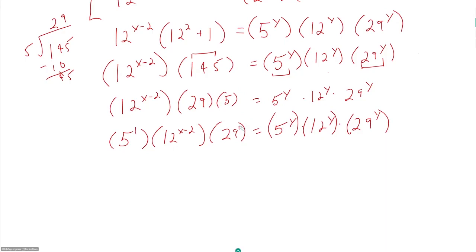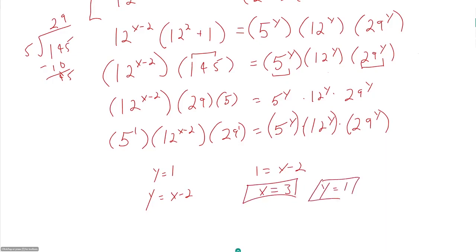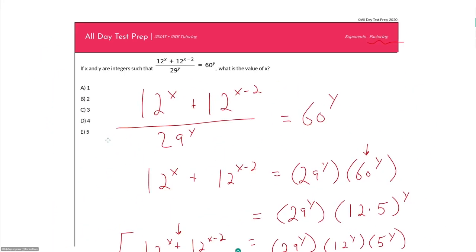And so now to solve for my exponent, I can replace 5 with 5 to the first. So this means y is equal to 1, and y is also equal to x minus 2. And so the question is asking for, what is x? So this just means 1 is equal to x minus 2, x is equal to 3. So y is equal to 1, x is equal to 3. This question just as easily would have been asking us to solve for y, and we can solve for both x and y. The question is asking for x though, so that is C.